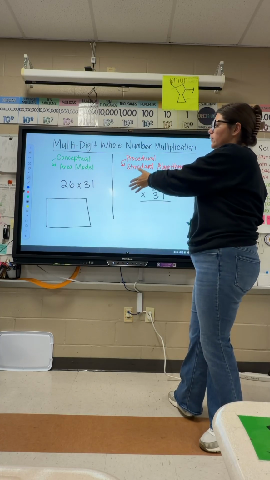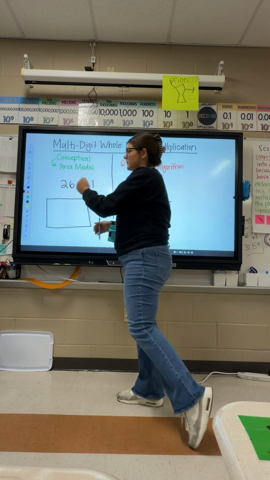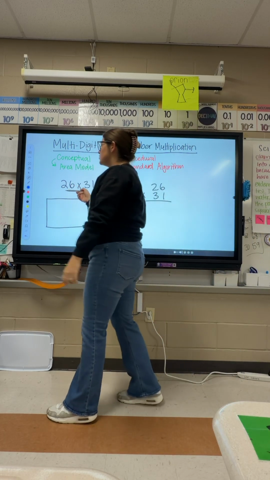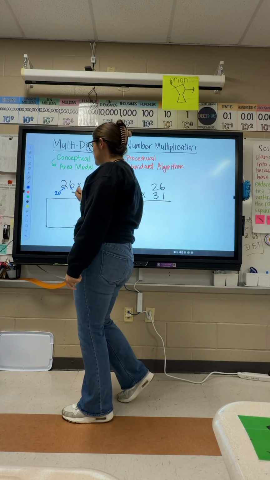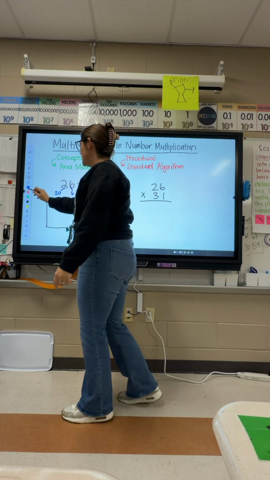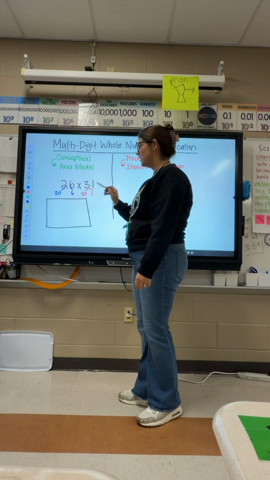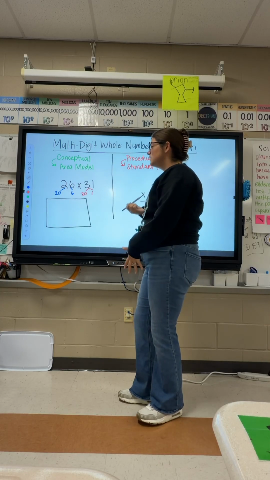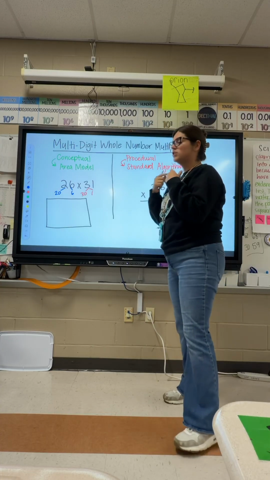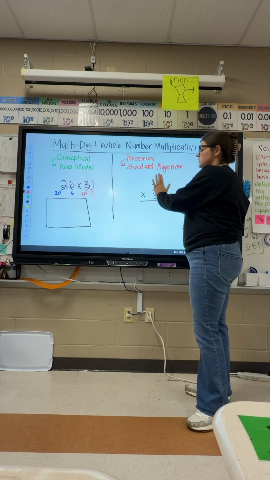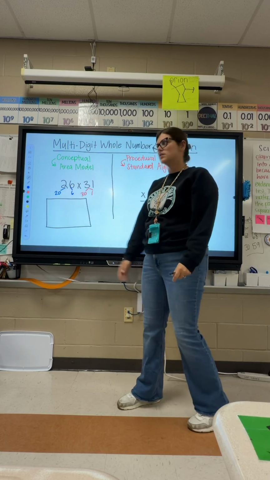When you are solving using the area model, you are decomposing based on place values. In the number 26, I know that there are 2 10s, which is 20, and 6 1s, which is 6. And in 31, I have 3 10s and 1 1. Essentially, we're breaking it up into smaller parts that are easier to multiply by, which is also what you do within the standard algorithm, but this is much more cut and dry and easier for the kids to see.